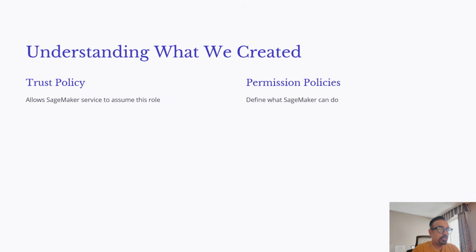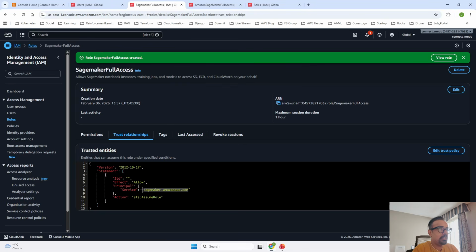Now the permission policy defines what SageMaker can do once it assumes the role. That is part 2. These are the actual capabilities granted to the service. So I have already showed you what all capabilities it comes with as part of the permission.